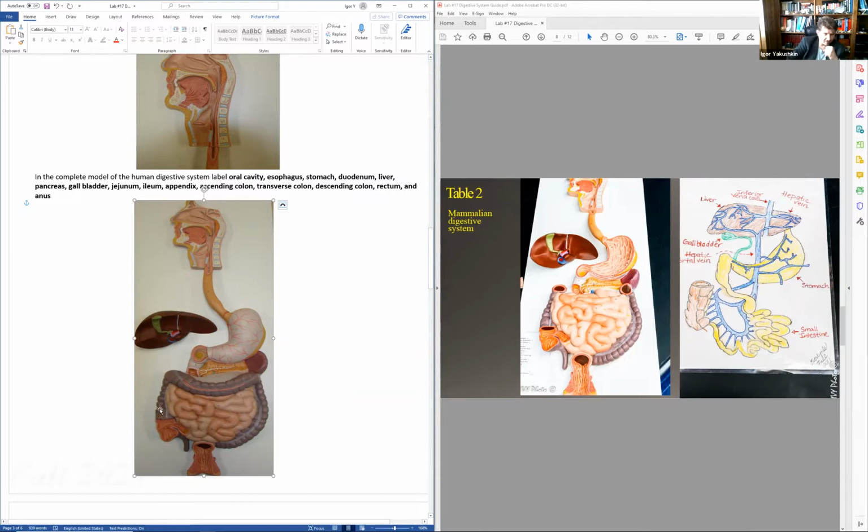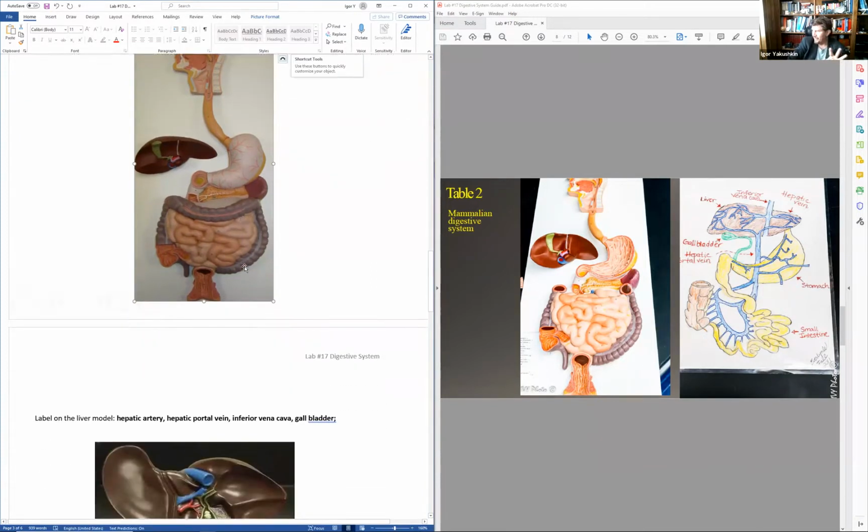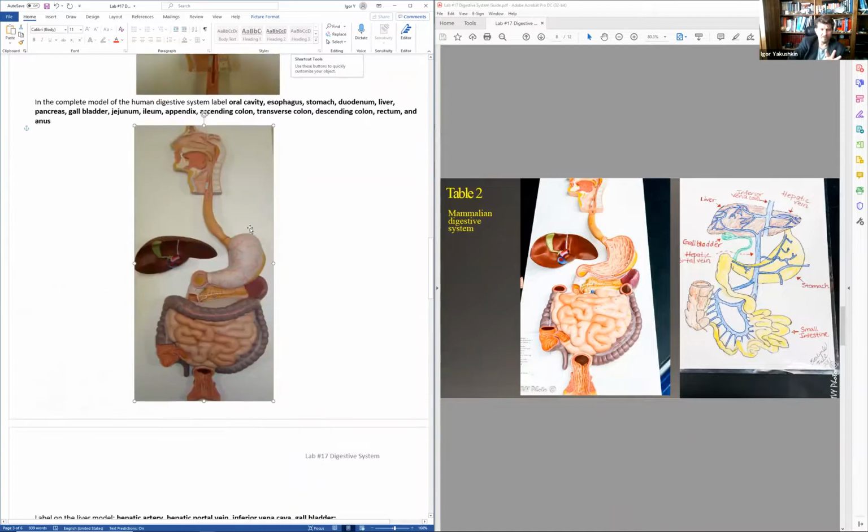The ascending colon goes up, then the transverse colon across, and then the downward one, of course, is the descending colon, and then the rectum, and then the anus is right here. So the rectum is the last part of the digestive system before the feces are expelled. Any questions, any problems on that?